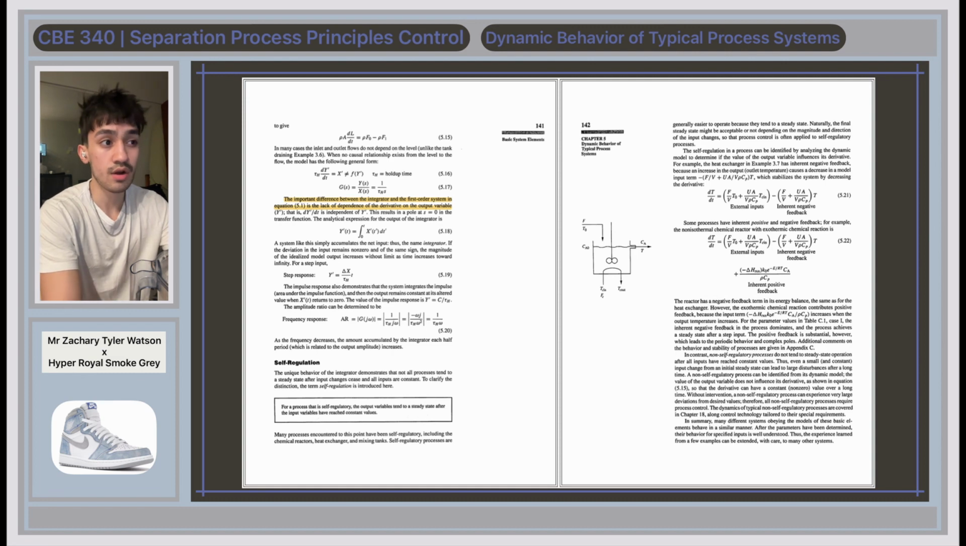Note that some processes have both inherent positive and negative feedback. For example, the non-isothermal chemical reactor with an exothermic chemical reaction is given by equation 5.22. This is similar to equation 5.21, except that we have an extra term, the inherent positive feedback. Here we have the heat of reaction. We also have a K value, and we have RT.